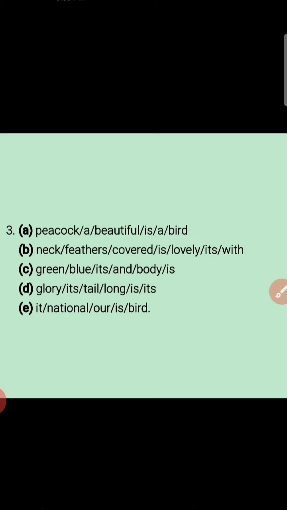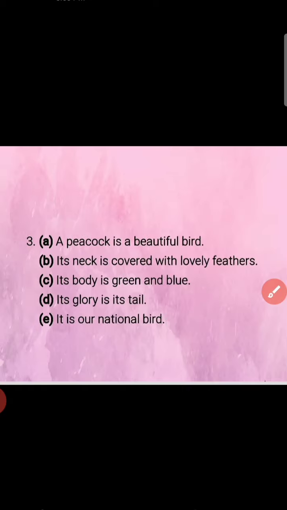Glory, its tail long is its. Its glory is its long tail. Okay. Its beauty lies in its long tail. So its glory is its tail. Next.